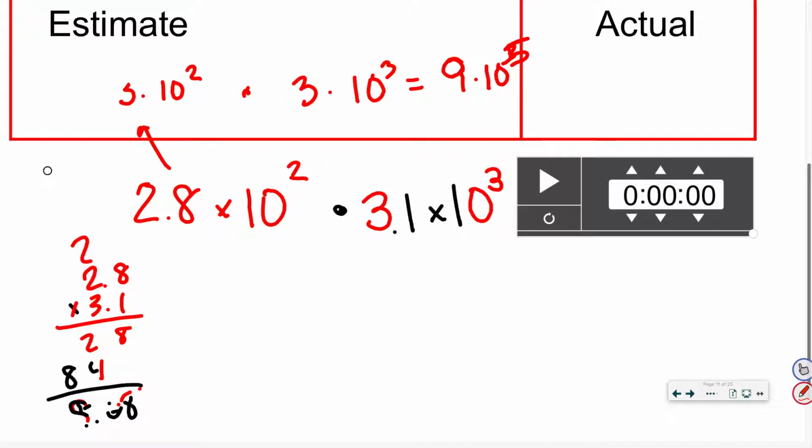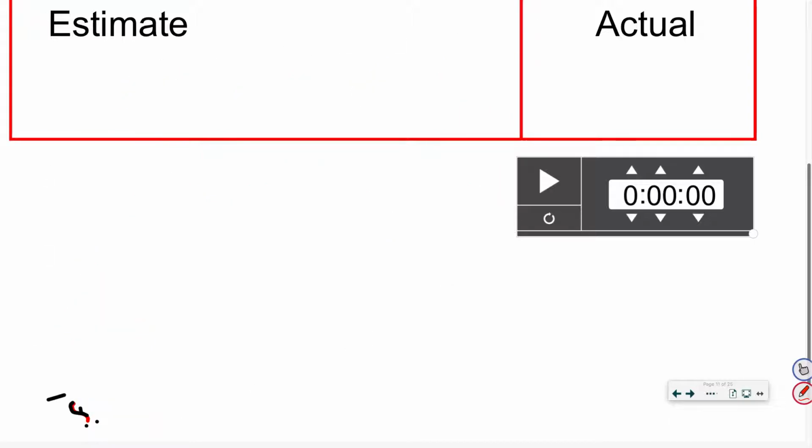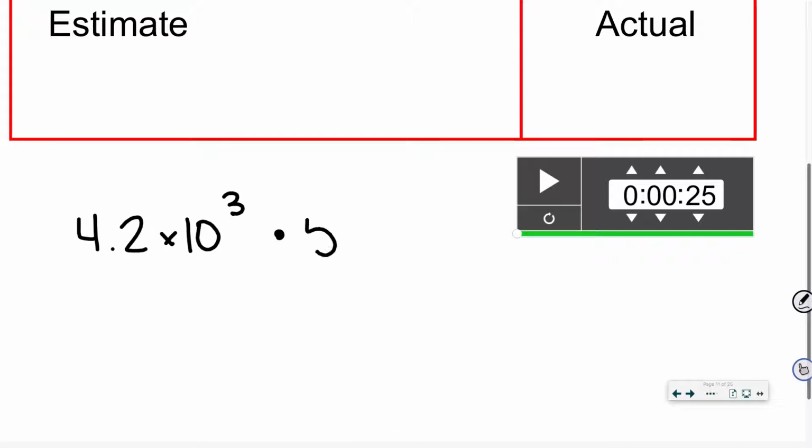Okay, let's do one more, but this is the last one we're going to do. I'm going to put up 25 seconds. Really make it work for it. All right, close your eyes. I'm making this one up. Okay, so close your eyes. Ready? Go.